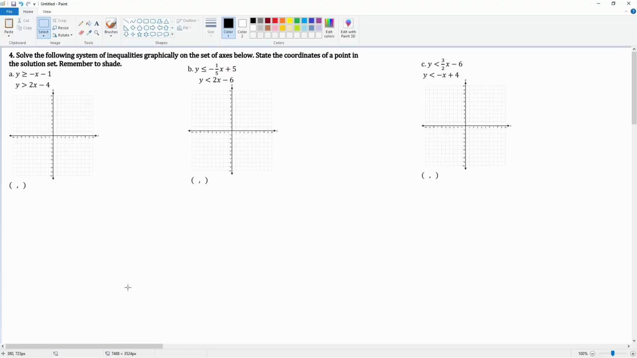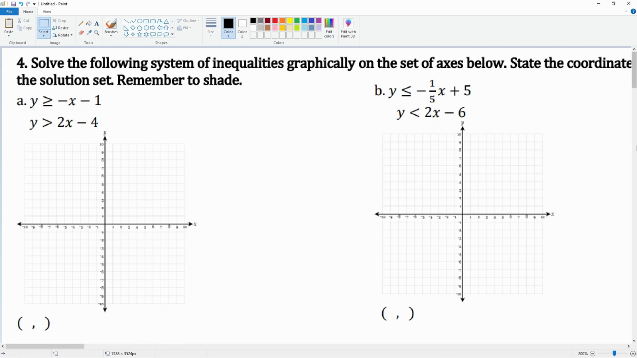Number 4, you're going to solve the following system of inequalities graphically on the set of axes below. You're going to state the coordinates of a point in that solution set, and remember we need to shade. For the first one, I'm going to be drawing in two different colors. The first one is going to be red, and we start here at -1, go down 1, across 1. That looks like the line there.